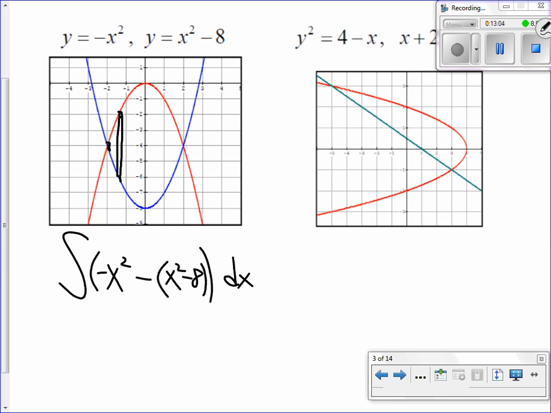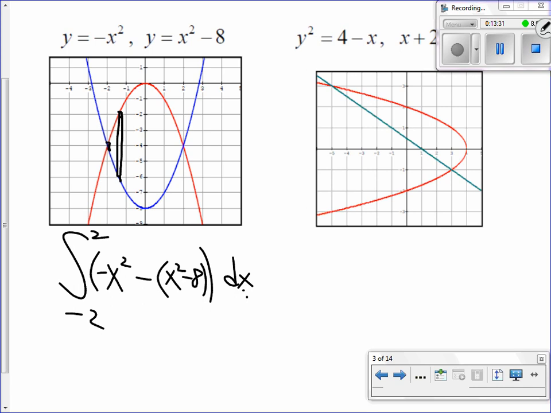Limits of integration. Smallest x to greatest x, dx. Negative 2 to 2. That'll get you the exact area. Questions? Excited about the last one, aren't you?